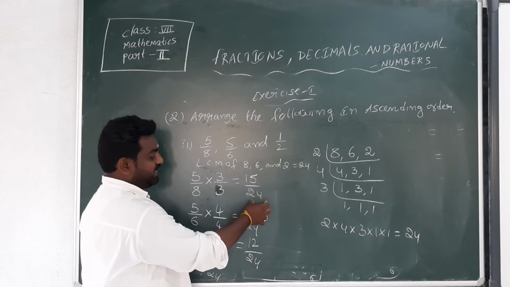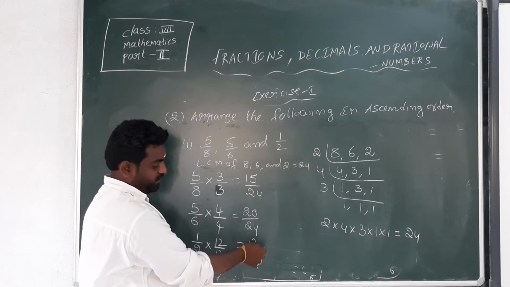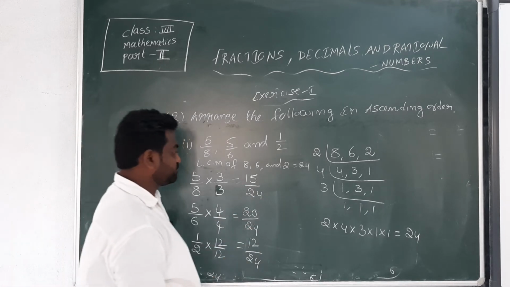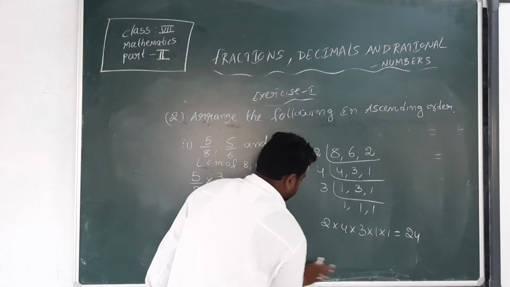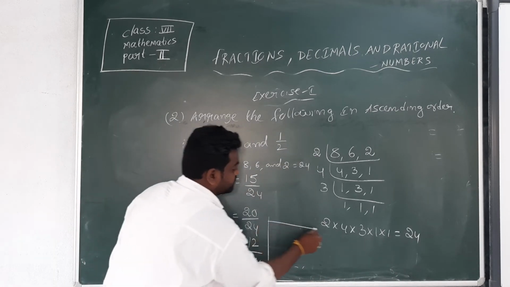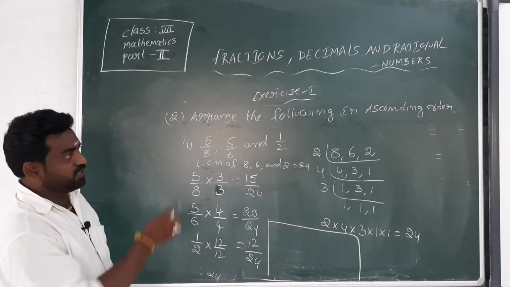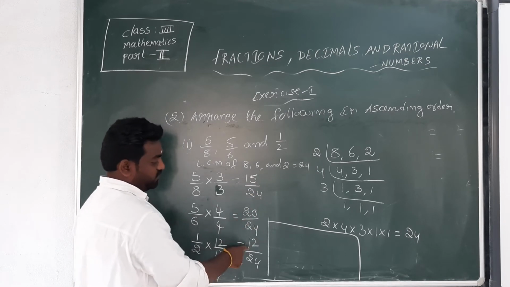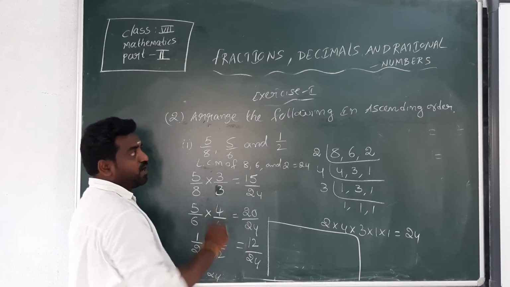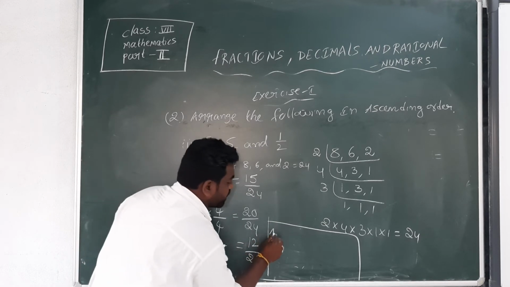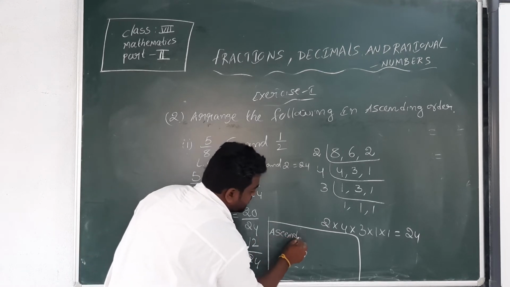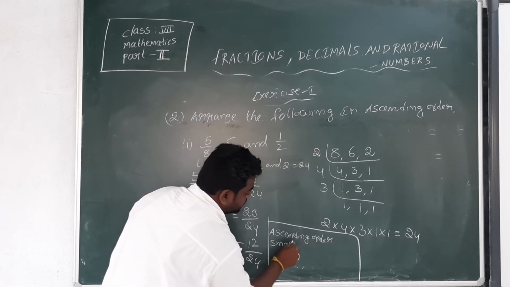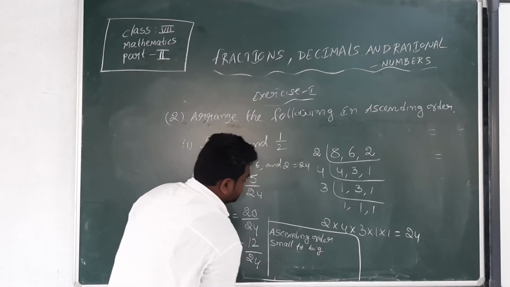We observe equal denominators 24, 24, 24: 15 by 24, 20 by 24, 12 by 24. Ascending order means small to big. Here the smallest value is 12.